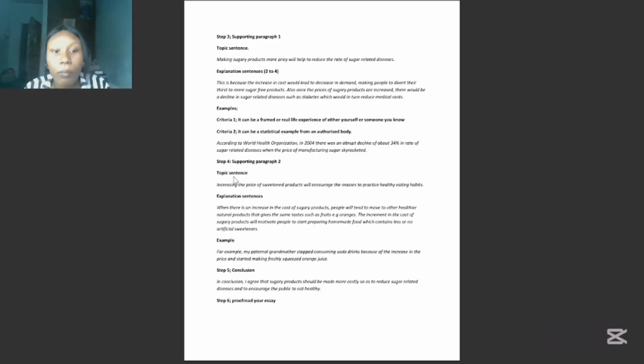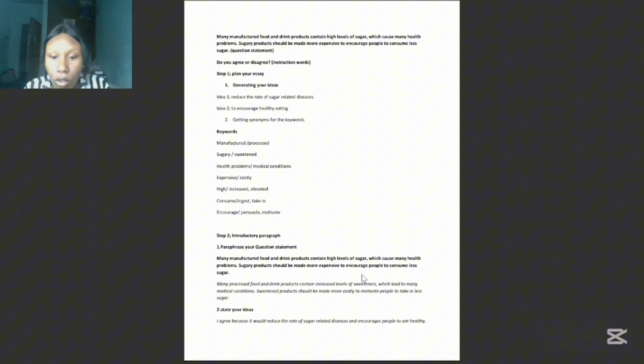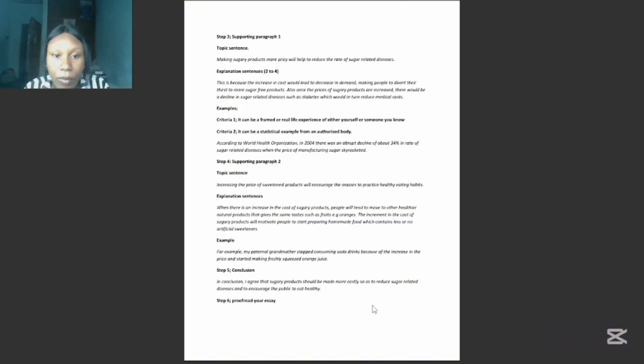This is our step 4. We're going to follow the same product topic sentence for our idea 2, which is encourage people to eat healthy. Okay, increasing the price of sweetened products will encourage the masses to practice healthy eating habits. Very good. Use 2 to 4 sentences to explain it.